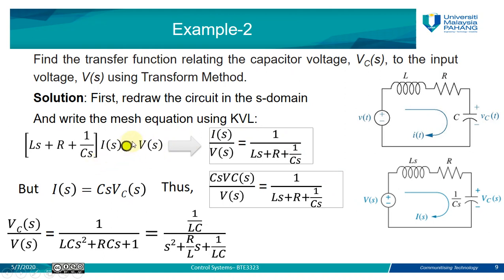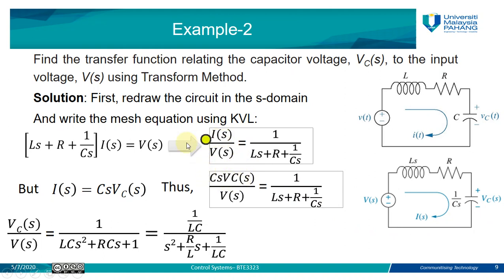Now, from this equation, you can find the relation between the input voltage, which is Vs, and the output voltage, which is Vcs. But we cannot see Vcs on this side, we only have Vs. So how can we find Vcs? Actually, as we mentioned in the previous example, there is only one current. So the current which goes through the inductor is the same as through the resistor and the capacitor. So I can replace the current here by using the voltage of the capacitor.